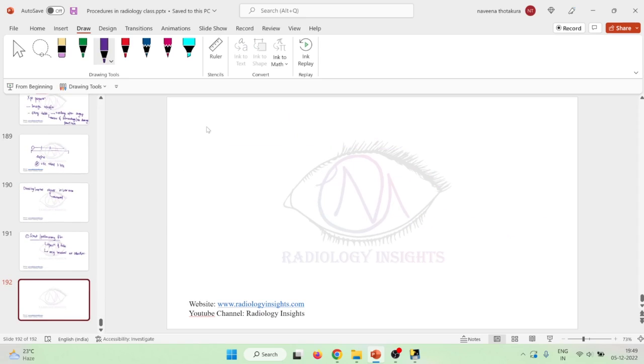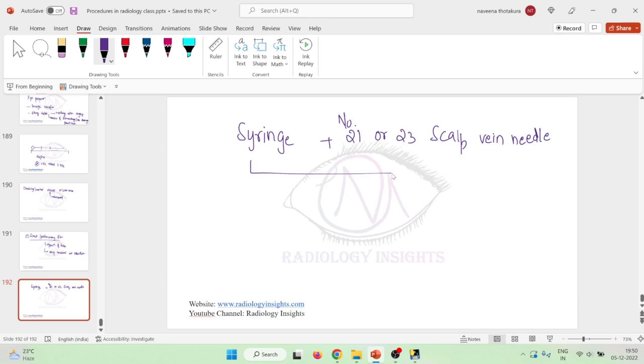Next, you will have to take a syringe, and this syringe is connected to a 21 or 23 number needle. You will take a scalp vein needle, and to this scalp vein needle you will connect the syringe, and the syringe is filled with contrast material.